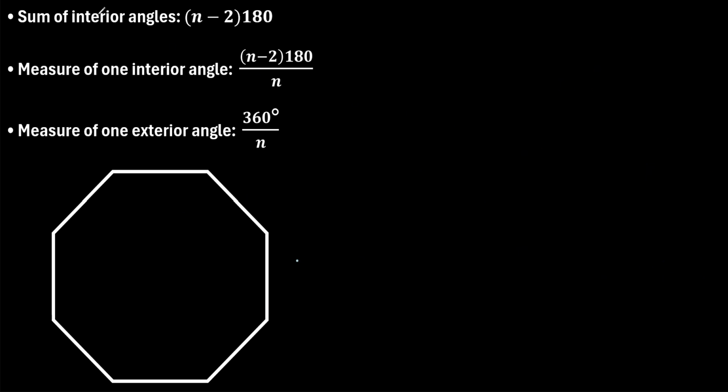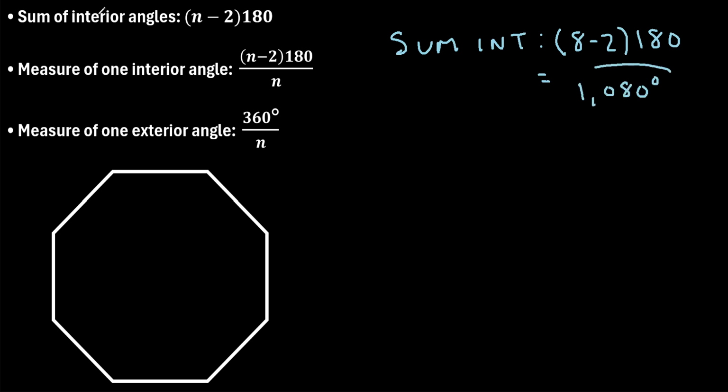All right, let's try one more example. Let's say now we have a regular octagon. An octagon has 8 sides. Let's use these formulas again. Let's find the sum of the interior angles of this regular octagon using n minus 2 times 180. In this case, n is 8. There are 8 sides to the octagon. So 8 minus 2 times 180 turns out to be 6 times 180, which is 1080 degrees. This is the sum of the 8 interior angles.